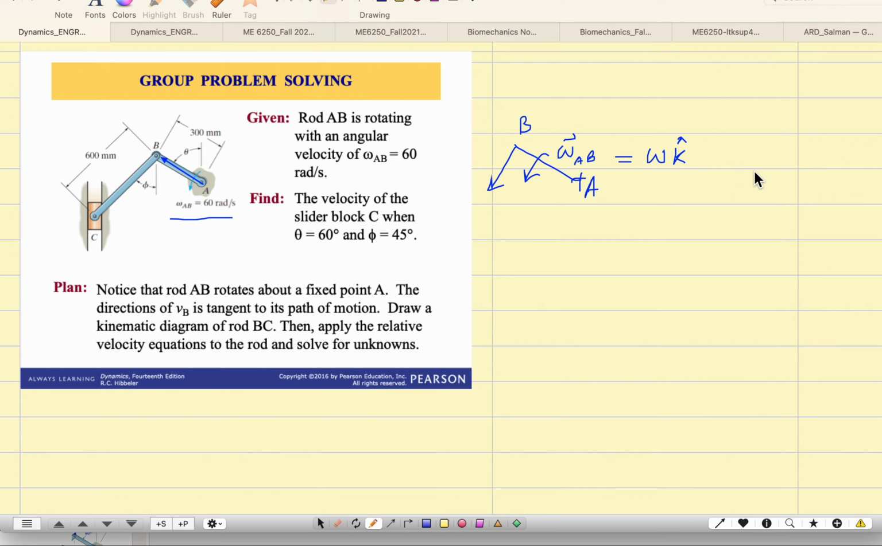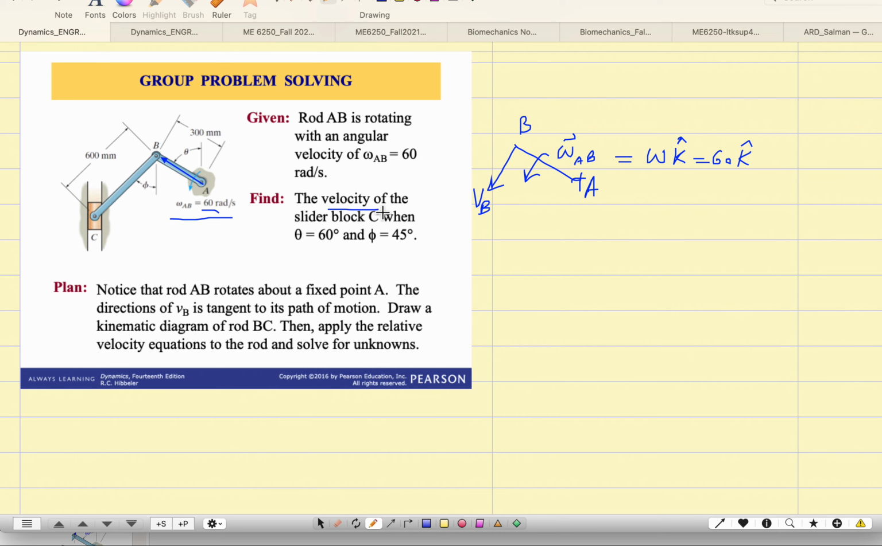In this case, it's projected. So now it's counterclockwise, it is positive k. You understood? So can I write down 60 as 60k for the vectorial form? Correct? And what is VB?